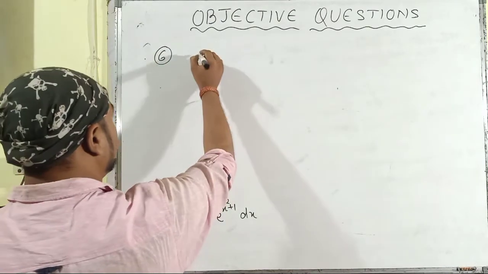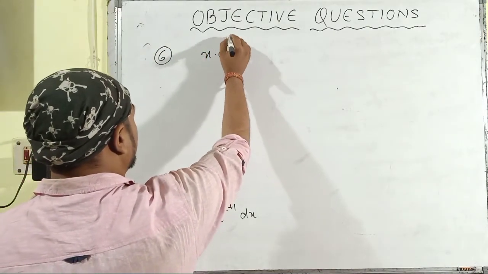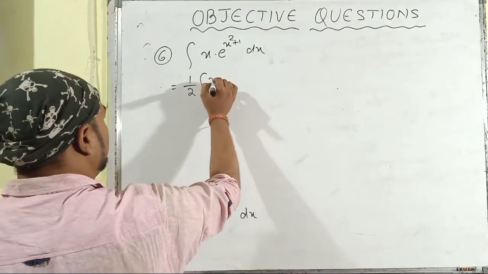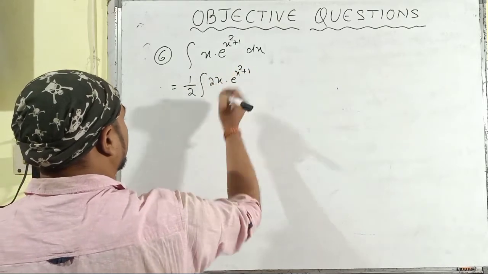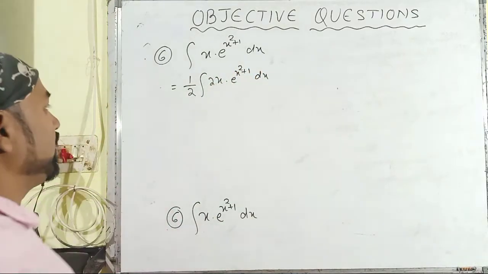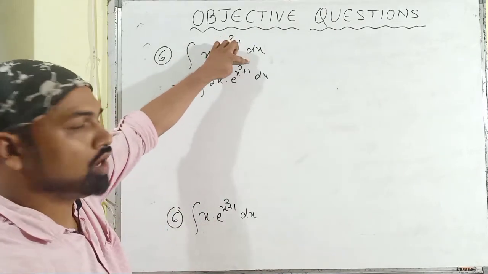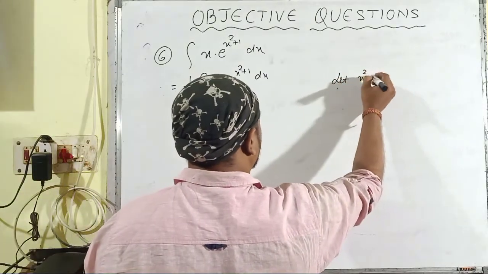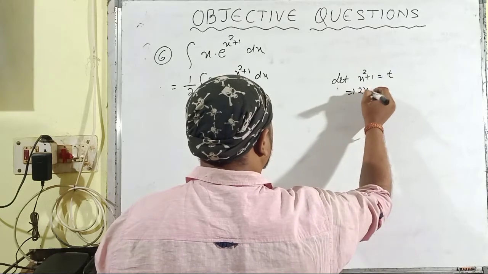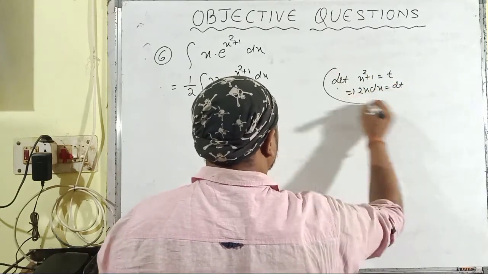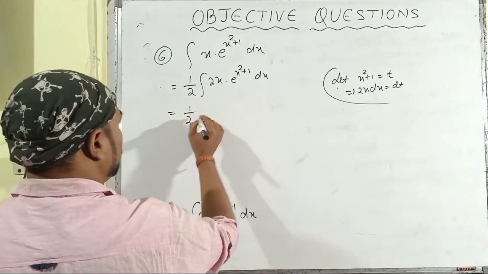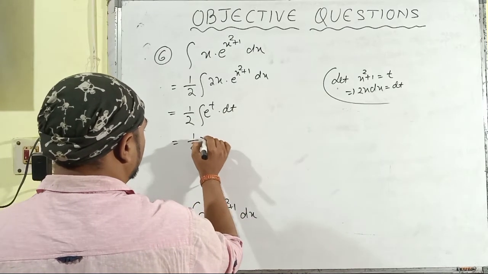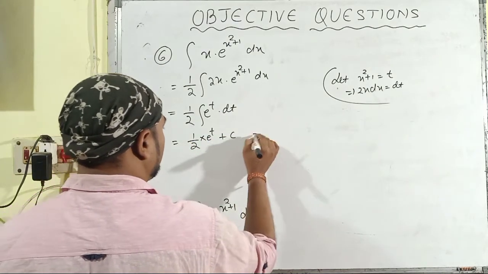So coming towards the 6th number bit, it will be x multiplied with e to the power x square plus 1. Again we have to divide by 2 here and then multiply by 2 here, because the derivative of, or differentiation of, x square plus 1 will be 2x. So again, considering let x square plus 1 as t, then 2x dx is dt. So it is 1 upon 2 e to the power t dt. That means it is 1 upon 2 e to the power t plus c.